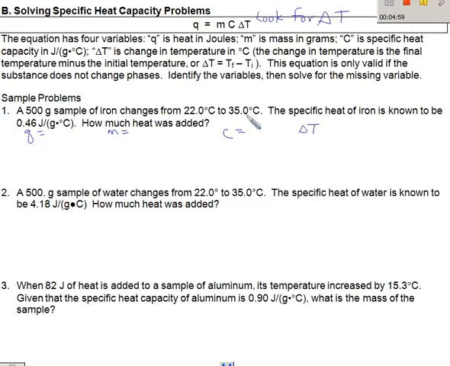Now we know it's a specific heat capacity problem because we saw the heat change here. And then also, when you see this particular unit, you know it's a specific heat capacity problem. So we've got a 500 gram sample. Well, that would match up to a mass. And it says the temperature changes from 22 to 35 degrees C. So delta T is going to be 35 minus 22. So that's going to be 13. And it tells us we have a C of 0.46.